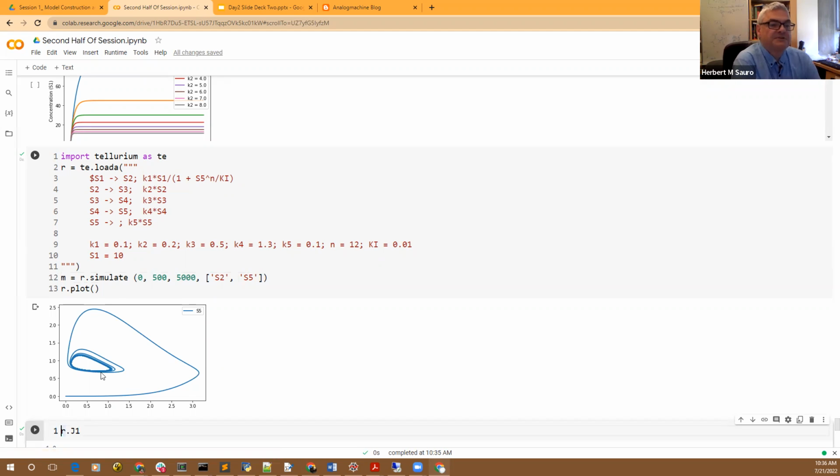So this is the phase plot. I'm plotting S2 against S5, and what we're following along here is time. This tells us the values of S2 and S5 as time progresses, and we can see this convergence to what's called a limit cycle. Right in the center of the limit cycle there is actually a steady state, but it's unstable. Now, I can actually find out what that steady state is.